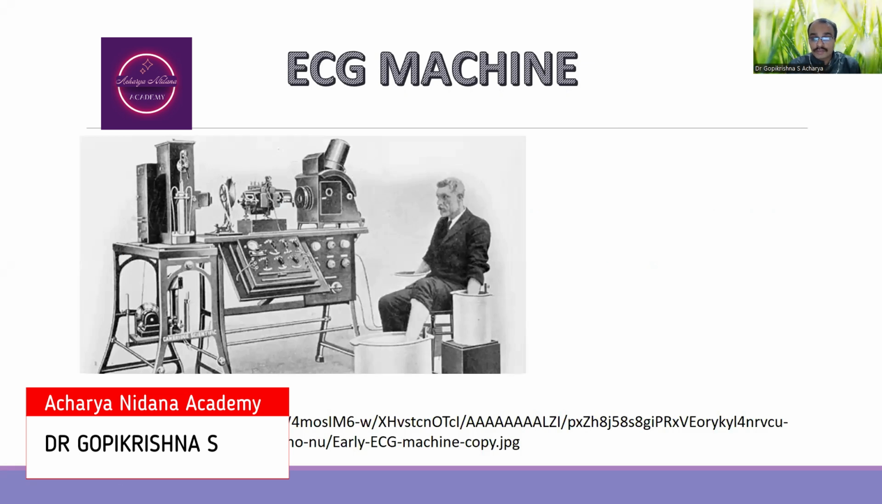This is the person who is considered to have invented the electrocardiogram, William Einthoven. This is the first ECG machine. See the mammoth size of the electrocardiograph in those olden days. Nowadays, ECG machines are becoming smaller and smaller.